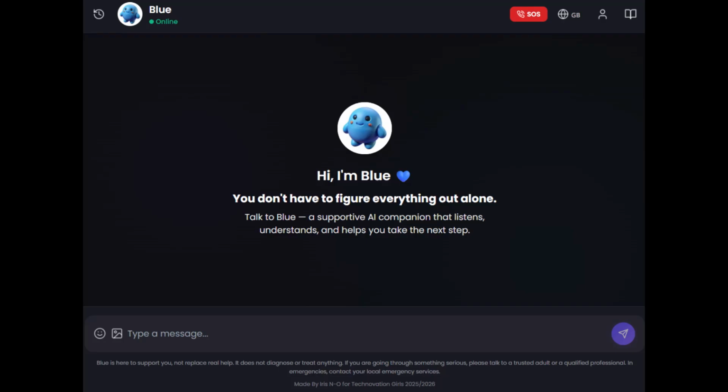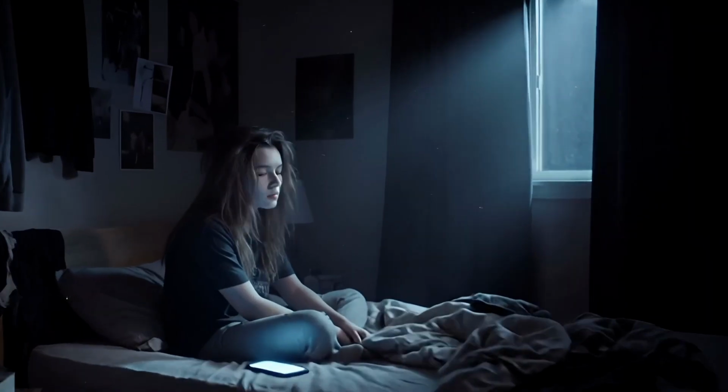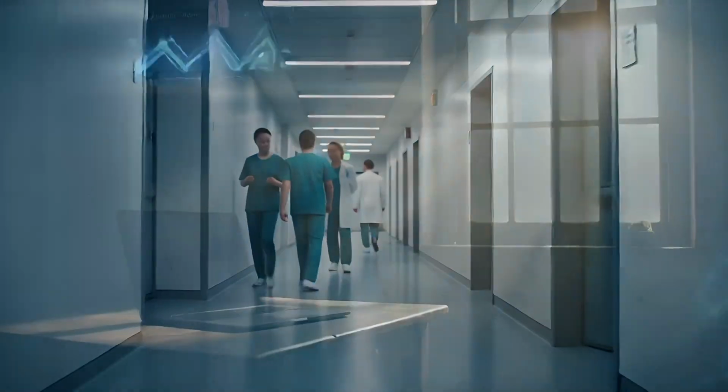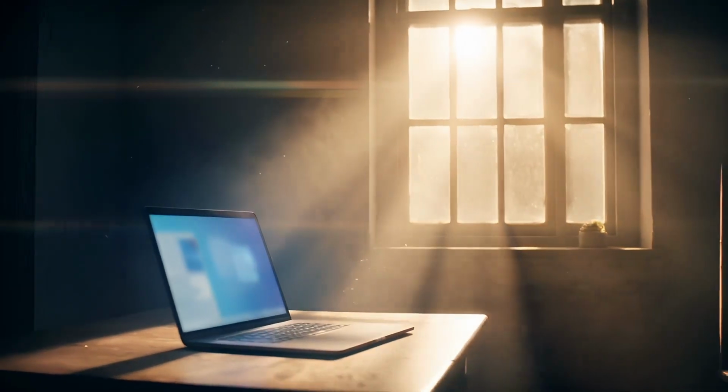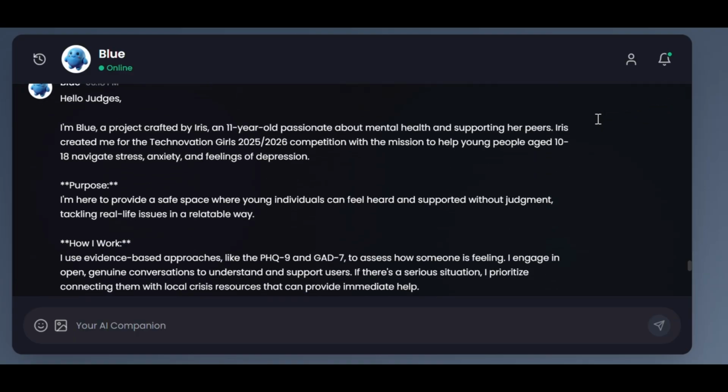Most AI chat systems optimize for engagement, while Blue is engineered to optimize for user safety. Blue follows a layered, service-oriented architecture. The front end uses HTML, CSS, and JavaScript. The back end uses a Node.js API for orchestration. And the AI layer uses a large language model via API.